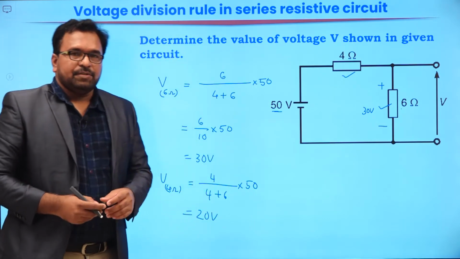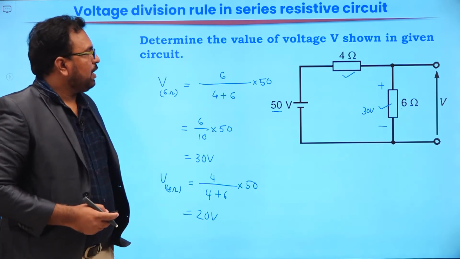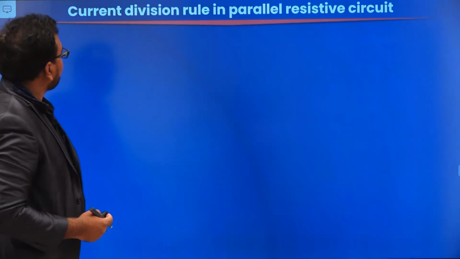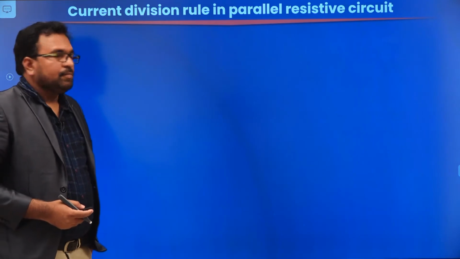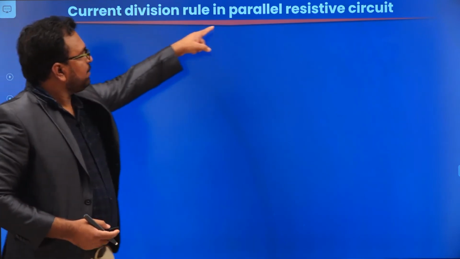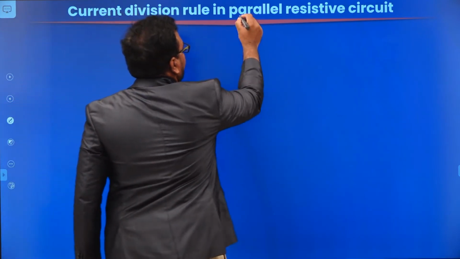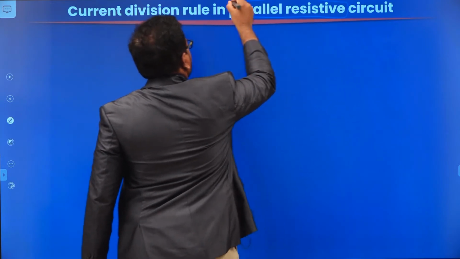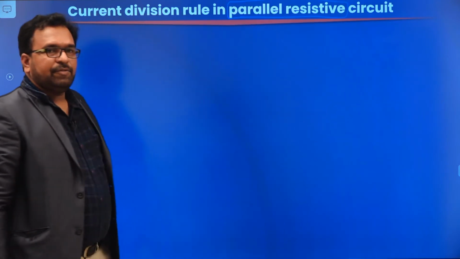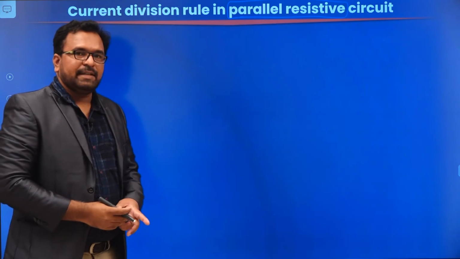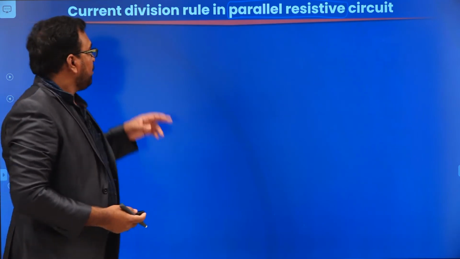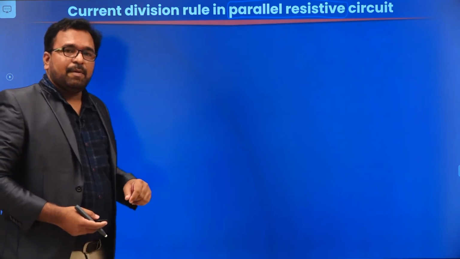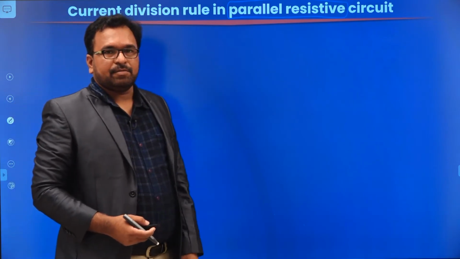This is all about voltage division rule. Now let's move on to the current division rule. Current division rule is going to be applied in parallel. So voltage division rule applies in case of series resistive circuit, and here the current division rule is going to be applied in parallel resistive circuit.